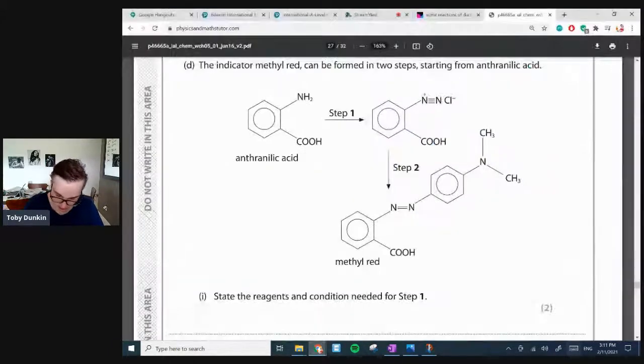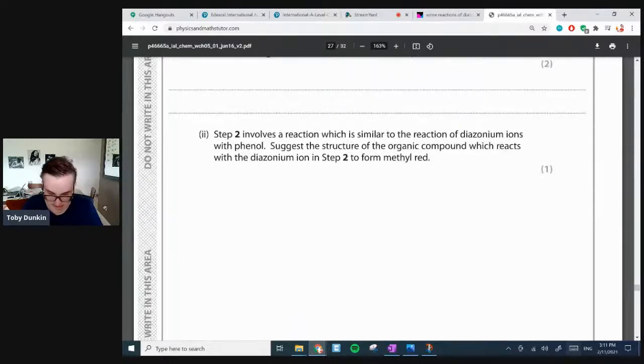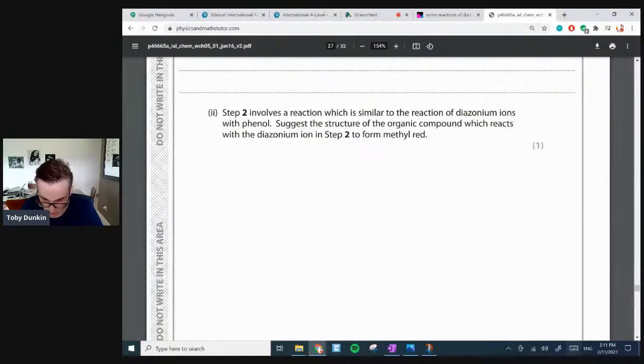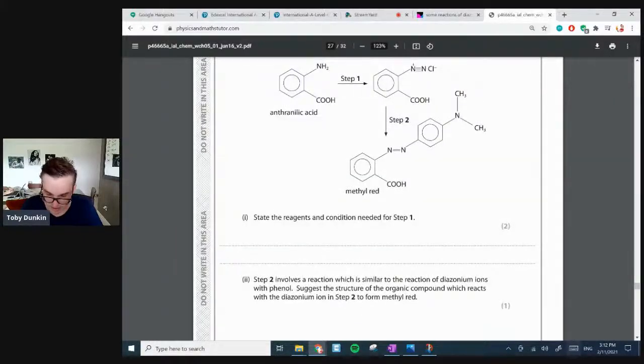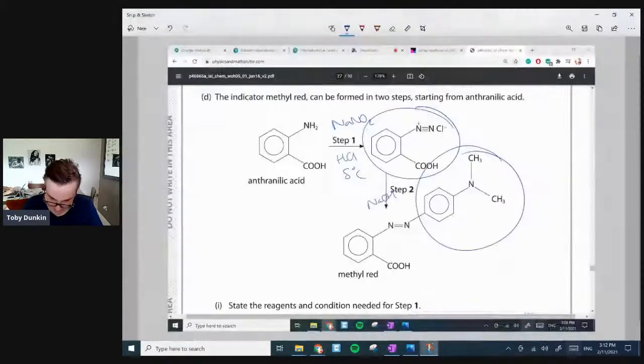Let's look at where the question progresses. Step 2 involves a reaction similar to the diazonium ion and phenol; suggest the structure of the organic compound which reacts with the diazonium ion to form methyl red. So all you need is to draw that stupid thing. That's the structure. And it's very interesting, isn't it? It's a tertiary amine, so that is N,N-dimethylphenylamine.